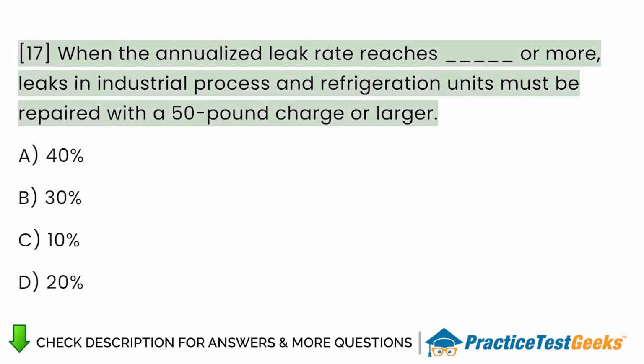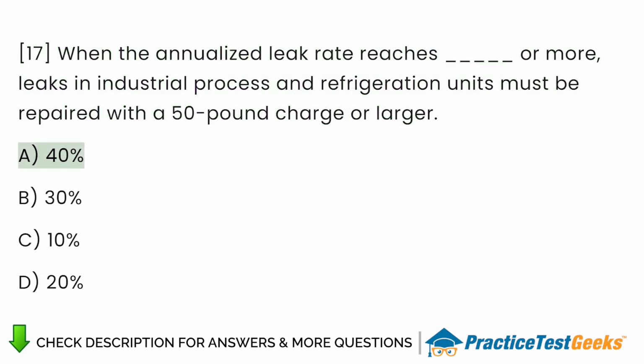When the annualized leak rate reaches what percentage or more, leaks in industrial process and refrigeration units with a 50-pound charge or larger must be repaired? A. 40%. B. 30%. C. 10%. D. 20%.